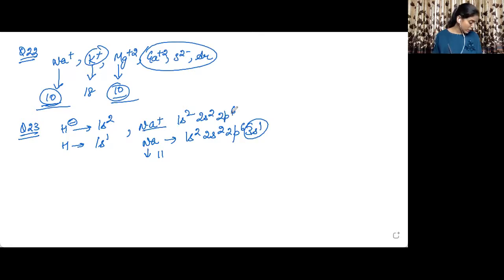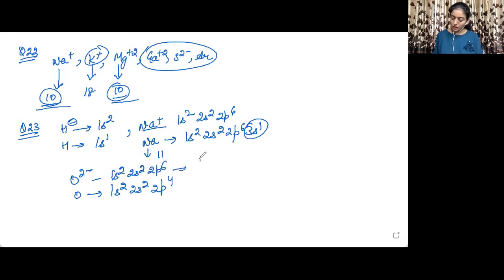Okay, then the next one is O2 negative. For oxygen, what is the atomic number? It is 8. So it will have 8 electrons: 1s2, 2s2, 2p4. Now for O2 negative, 2 additional electrons will be there. So 1s2, 2s2, 2p6, or you can write the open configuration 1s2, 2s2, 2px2, 2py2, 2pz2.